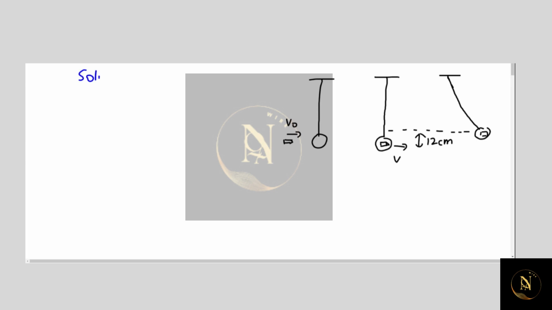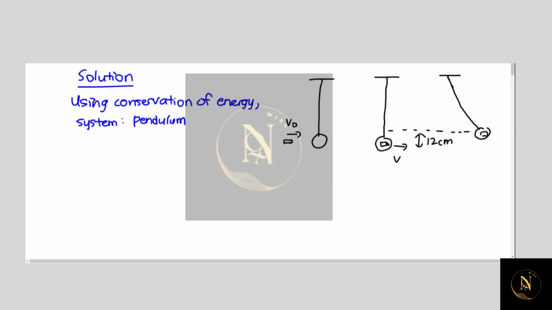To do this question, we need to use two conservation laws. First is the conservation of energy. We use conservation of energy for the situation that is after the collision. So the system that we are dealing with is the pendulum plus Earth.